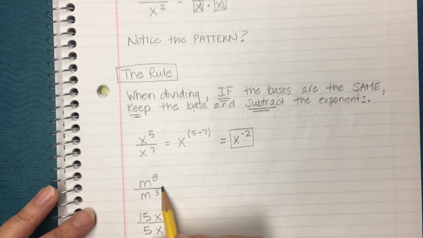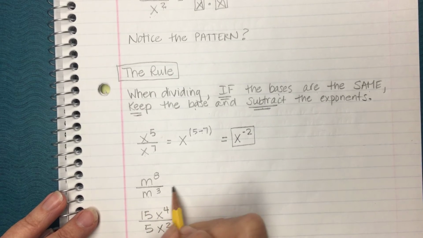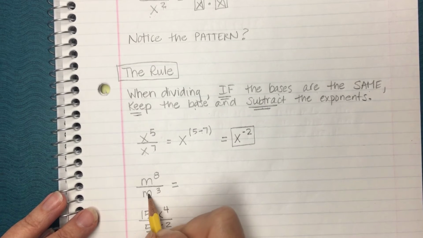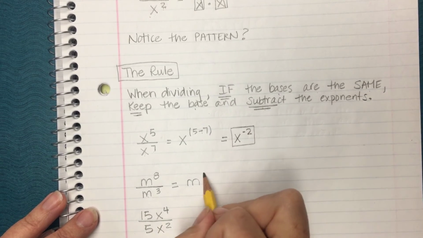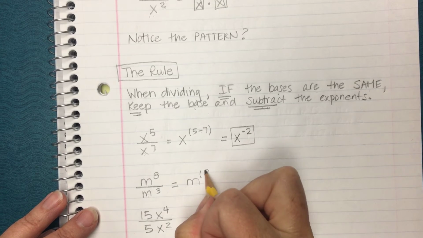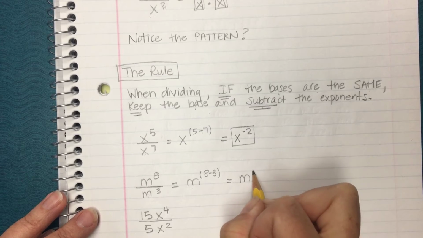Let's take a look at our second one. I have m to the 8th divided by m to the 3rd. Since my bases are the same, and I'm dividing, I'm going to keep my base of m, and I'm going to subtract the exponents. So I have 8 minus 3. If I solve that, I get m to the 5th.